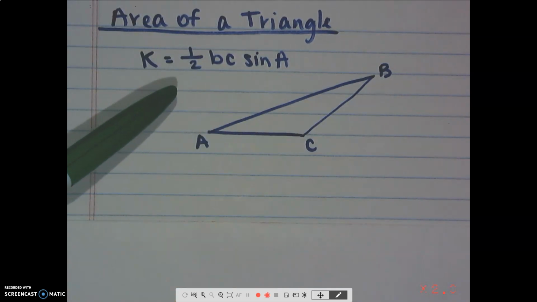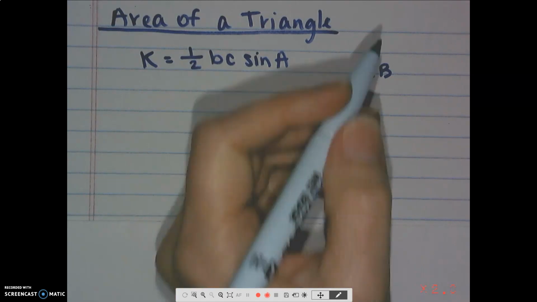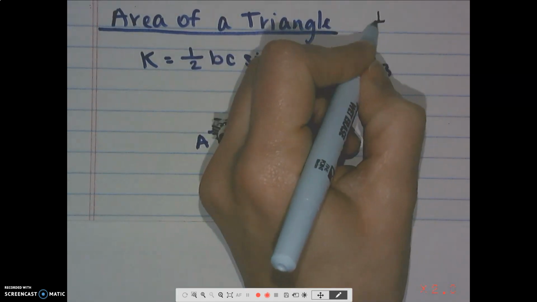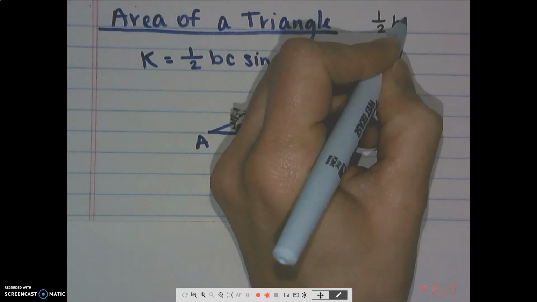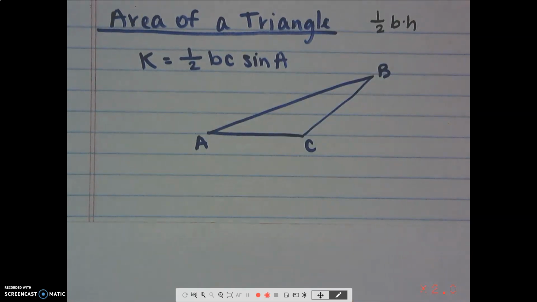And you're thinking to yourself, what the heck is this formula? Because this is nothing like what we've seen before. The area of a triangle formula that you've seen has been 1/2 base times height. Well, that's the formula that works if we have the base and the height. But it's not always the case that we're given the base and the height.